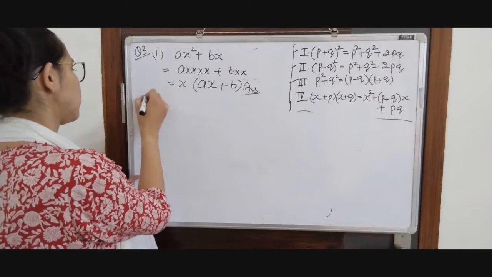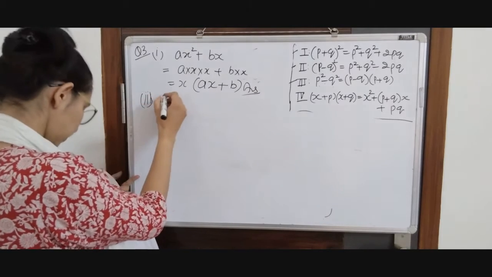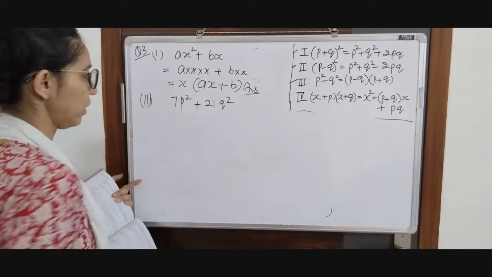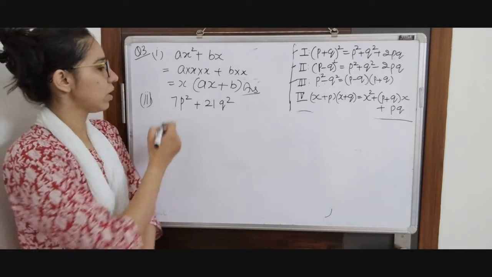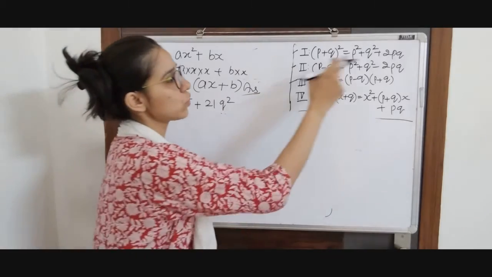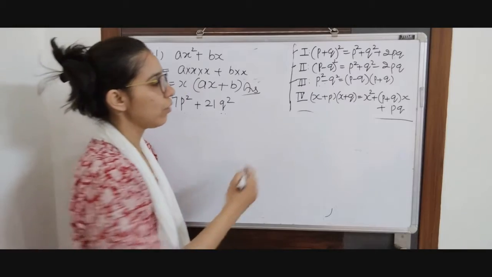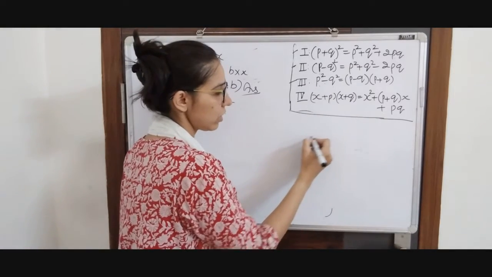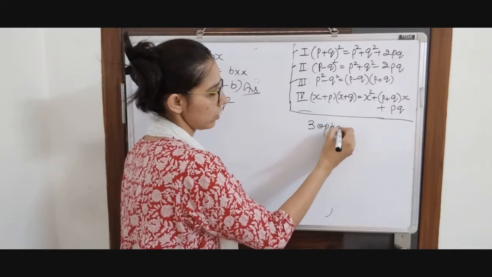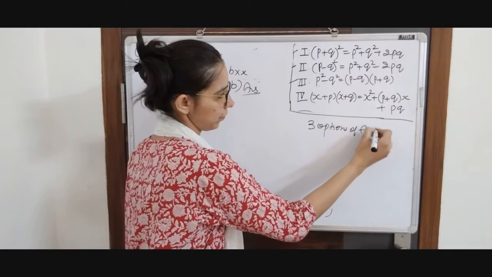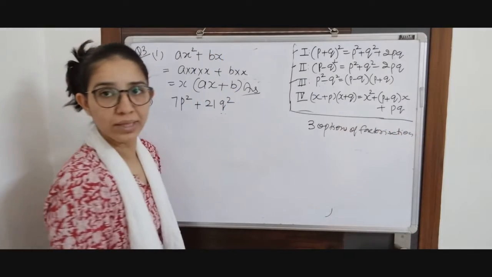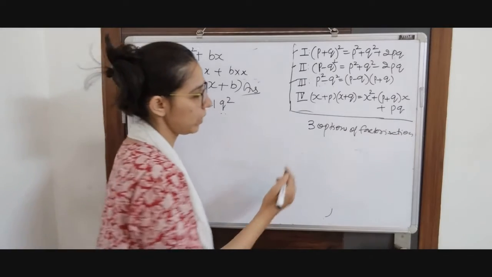Next is 7p square plus 21q square. Now again two square terms with plus sign. Now you see that we have three options of factorization. You can apply any 1, any 2 as per our requirement, or any 3.